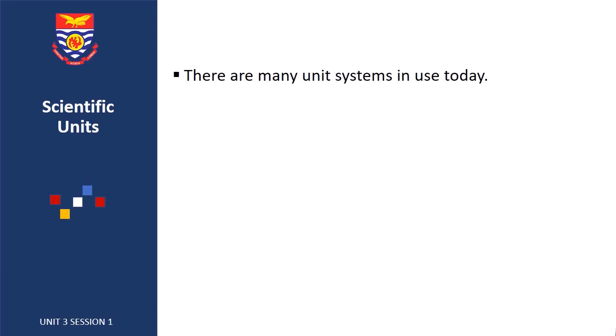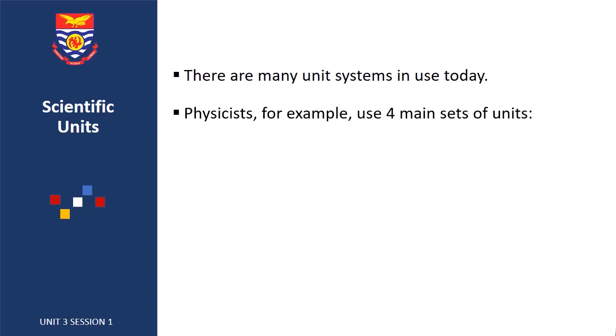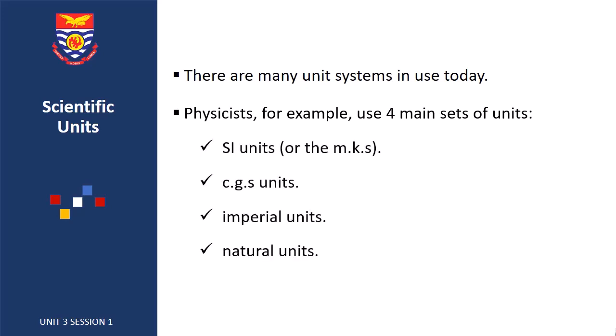Now, there are many unit systems that are used today, and we have 4 main sets of units. These 4 main sets of units are the SI unit, or what we call the meter, kilogram, and second unit. And we have the CGS unit, that is the centimeter, gram, second unit. We also have the imperial unit and natural unit.